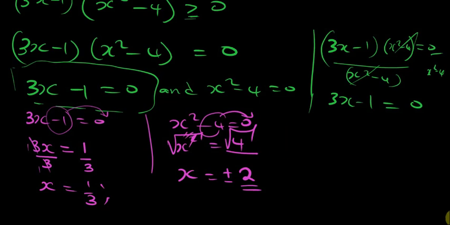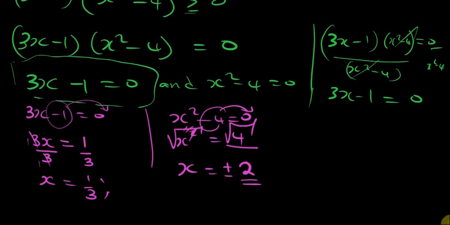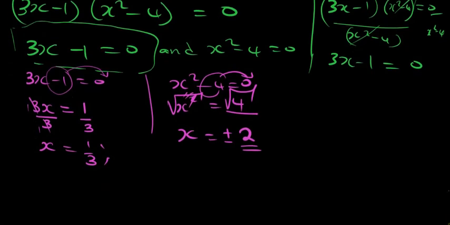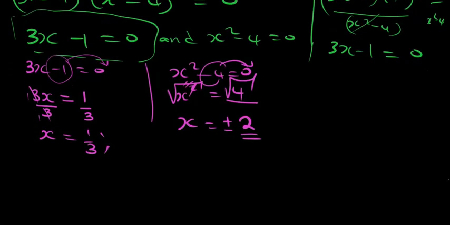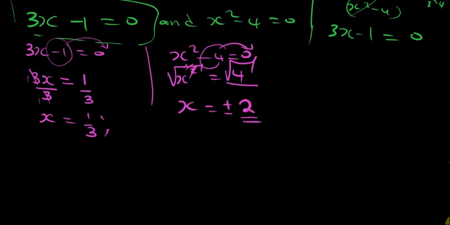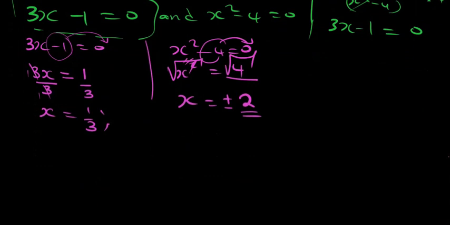So the roots or the zeros for the given equation are as follows in ascending order. x is equal to minus 2 is the first of the zeros, followed by x is equal to 1 over 3, followed by x is equal to 2.